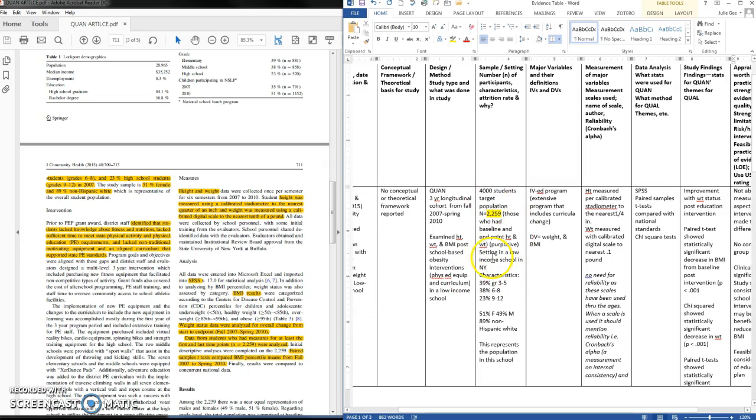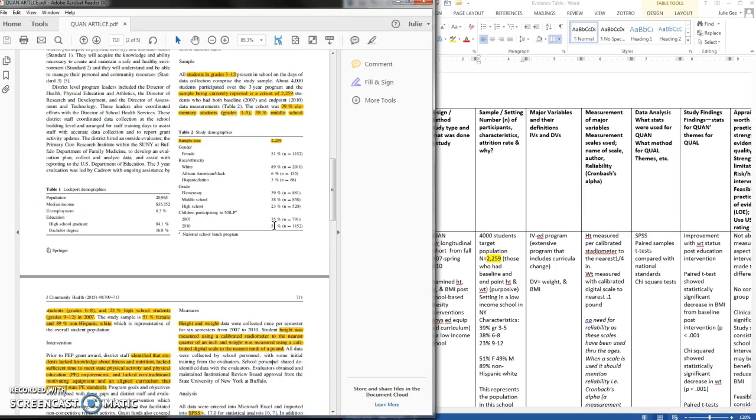And it talks about that in the study a little bit, okay? We also need to talk about characteristics of the population and setting. So the setting was in a low-income school in New York, talked about that, and characteristics of the sample, there's a section for sample, was that these were children or students from grades 3 through 12.